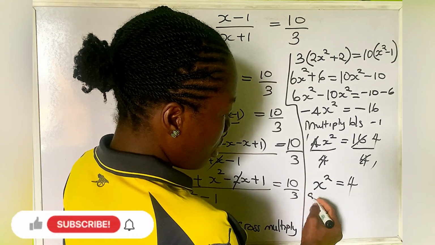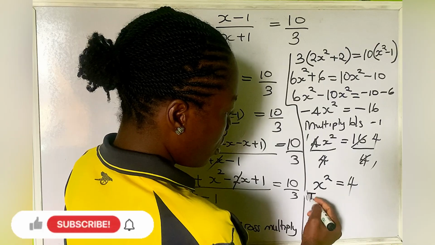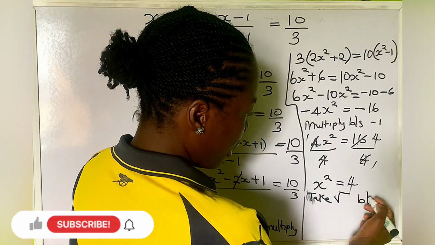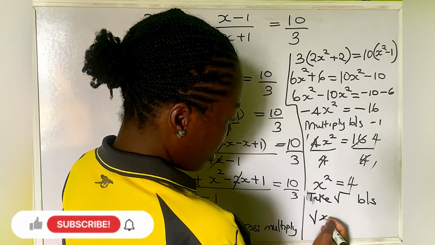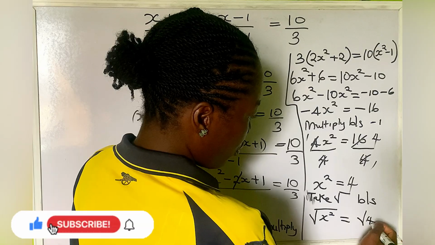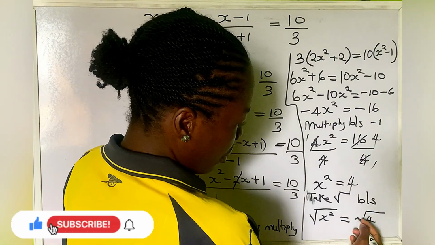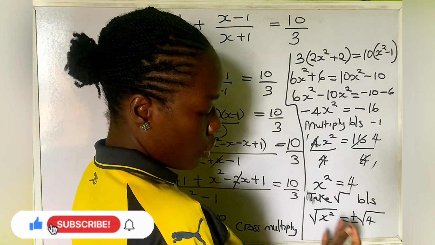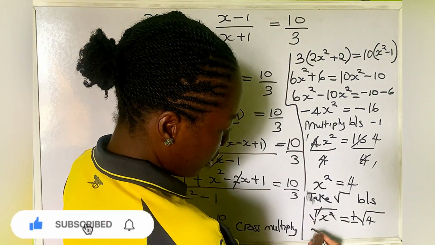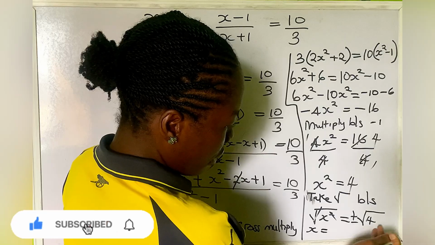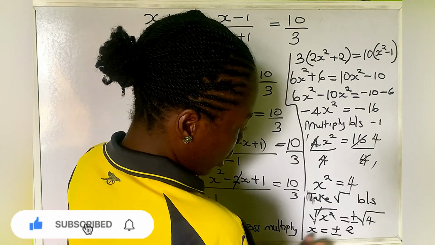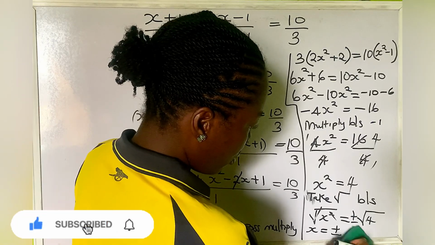So we're going to do what? Take square root of both sides, right? So now we'll do square root of x squared is equal to square root of 4. Now, when you're introducing a square root, you put a plus or minus sign because you're expected to have two equations. So our x is equal to square root of 4, which is going to give us plus or minus 2.